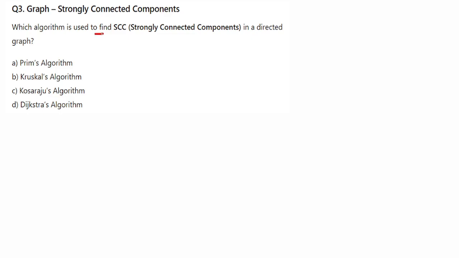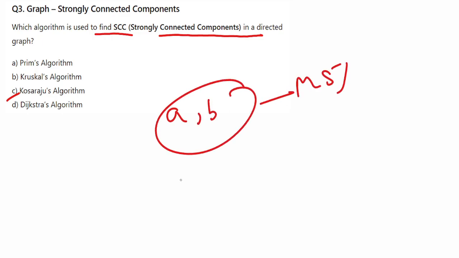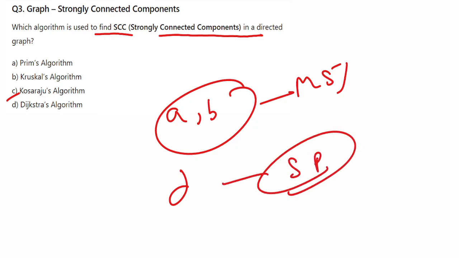Which algorithm is used to find strongly connected components in a directed graph? So the correct option here is option C, Kosaraju's algorithm, because Kosaraju's algorithm is used to find strongly connected components in a directed graph. The other options A and B are used for MST, and option D is used for shortest path. Now move to the next question.